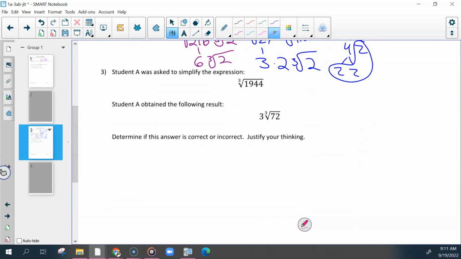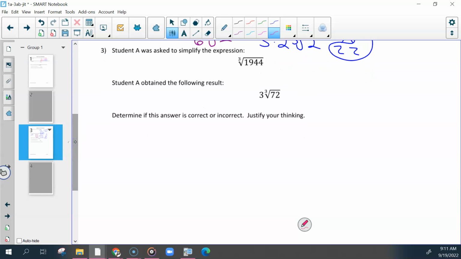For number 3, student A was asked to simplify the expression. They got this. Did we say that this was correct or incorrect? Keela? You were going to say the answer. Was this answer correct or incorrect? Keila, what were you going to say? Let's see.